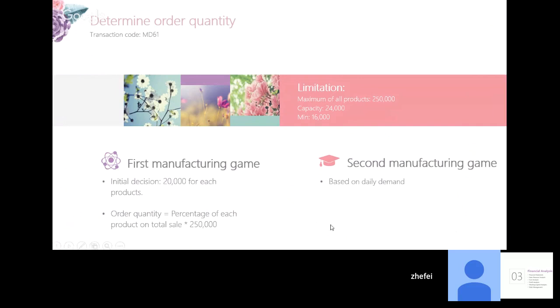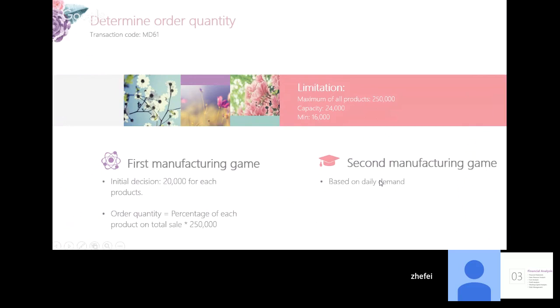The strategy changed in the second manufacturing game. The order quantity changed based on the daily demand. When the daily demand increased, I would increase the order quantities to meet the demand, and decrease the order quantities of products with low daily demand.